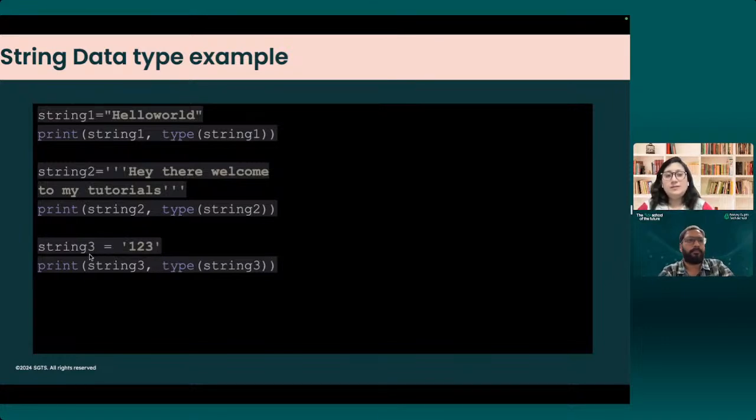Then finally you have string 3. Here you can see that it's the number 1, 2, 3, but you should also know that this is in single quotes. Anything mentioned in single quotes, be it numbers, floating point values, any character, any string, is going to be considered a string only. If you print that particular string, it is going to give you the string plus the type of the string over here. So let's execute everything.